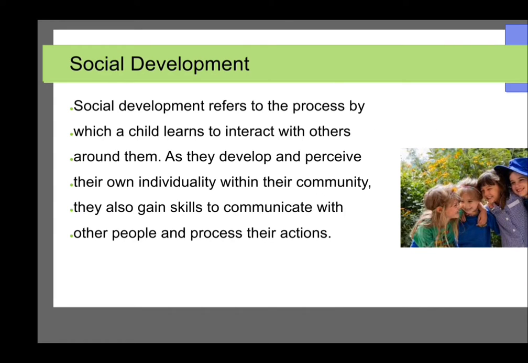Then next is social development. Social development refers to the process by which a child learns to interact with others around them as they develop and perceive their own individuality within their community. They also gain skills to communicate with other people and process their actions. So social development is nothing but whatever activities a child is doing to know about his or her community. That is called social development.